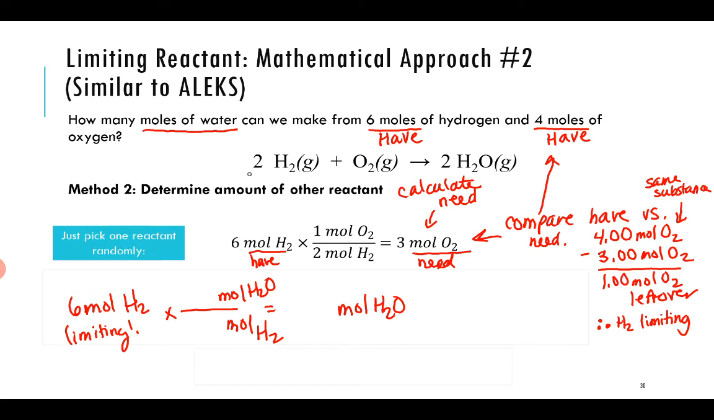So that's when we look at the coefficients. And there's a 2 coefficient in each place. And so 6 times 2 divided by 2 is 6 moles of H2O.